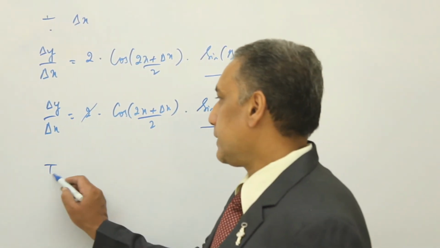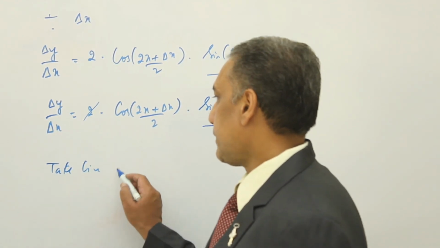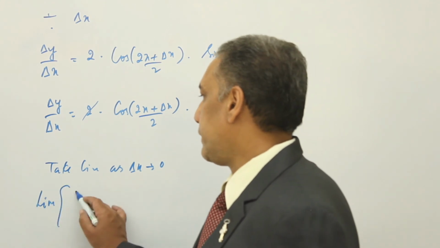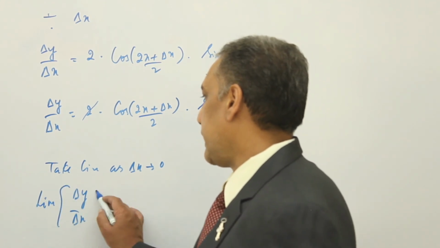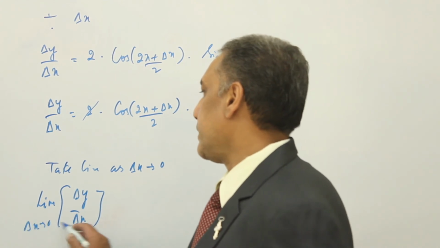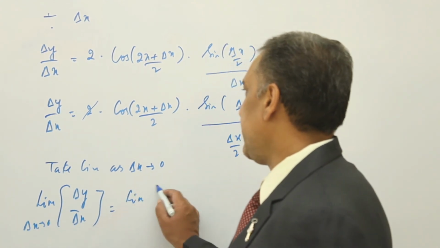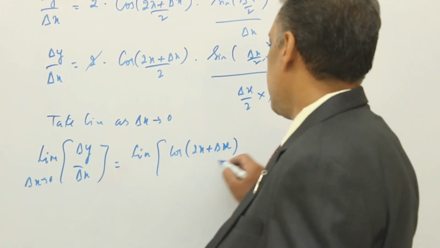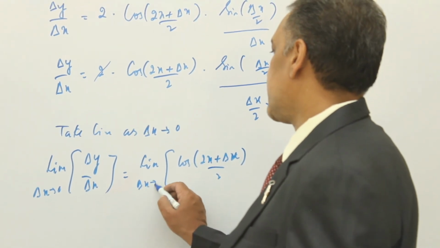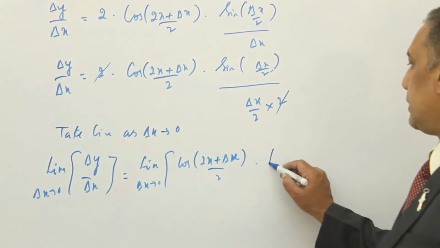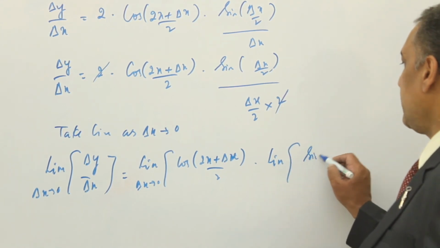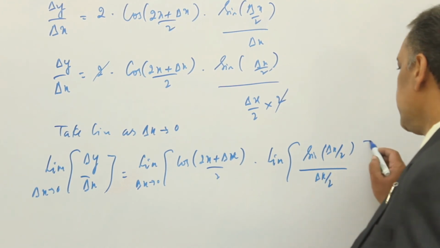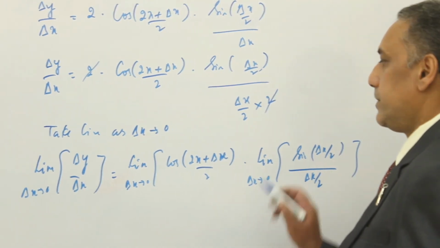Now taking limit as delta x tends to 0, we get limit of delta y by delta x as delta x tends to 0 equals limit of cos of 2x plus delta x by 2 as delta x tends to 0 into limit of sine delta x by 2 divided by delta x by 2 as delta x tends to 0.